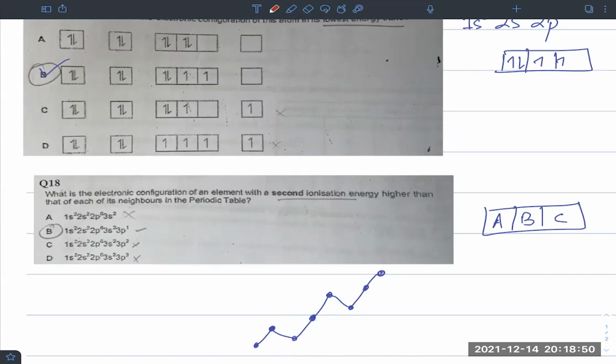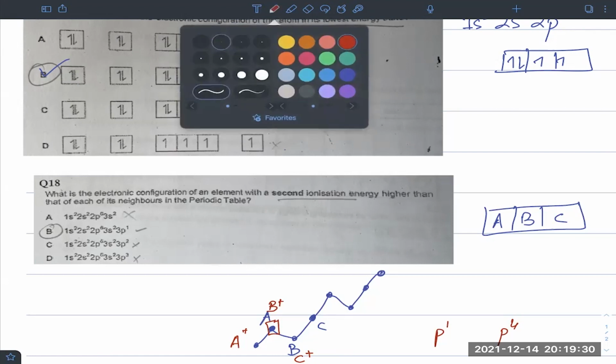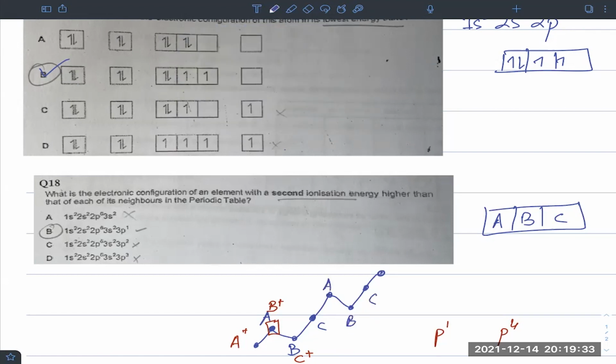But if we say that A is here, B is here, C is here. Now when they lose an electron, A comes here, B comes here, C comes here. And now you can see that this is the second ionization energy of B. So that means B has to be either p1 or p4. Why? Because if ABC were here as well, then after moving one step back, B would still go higher.